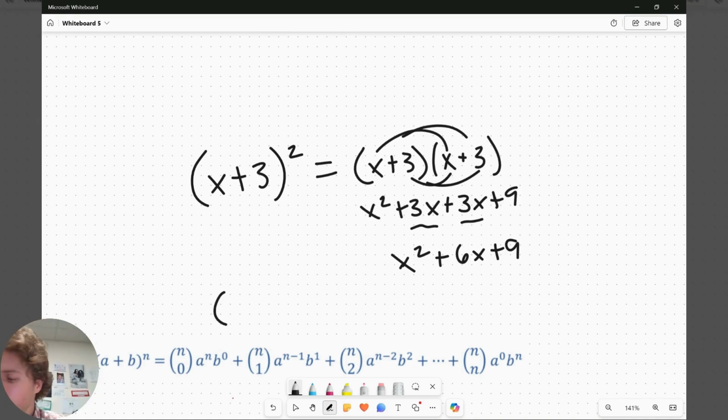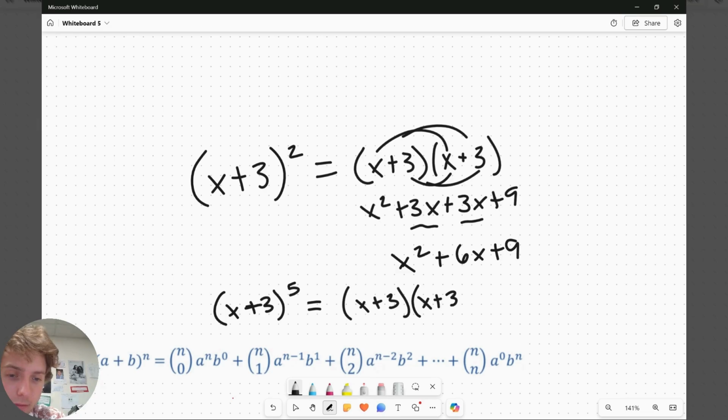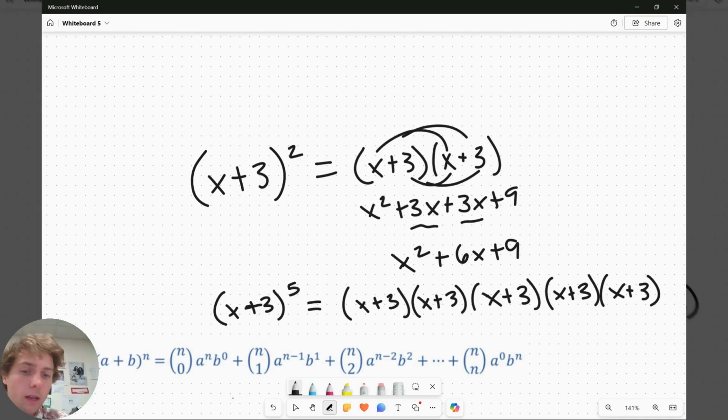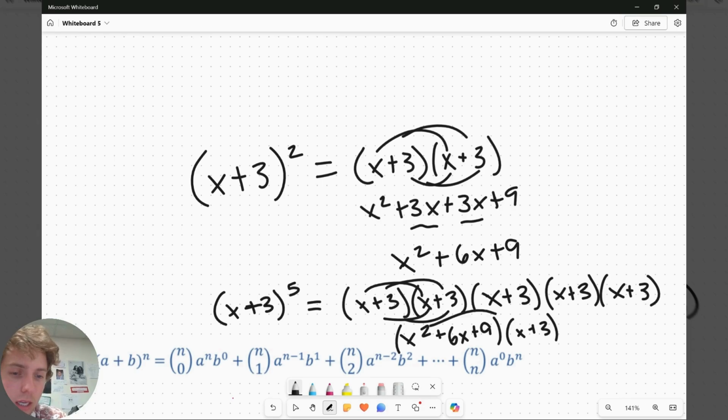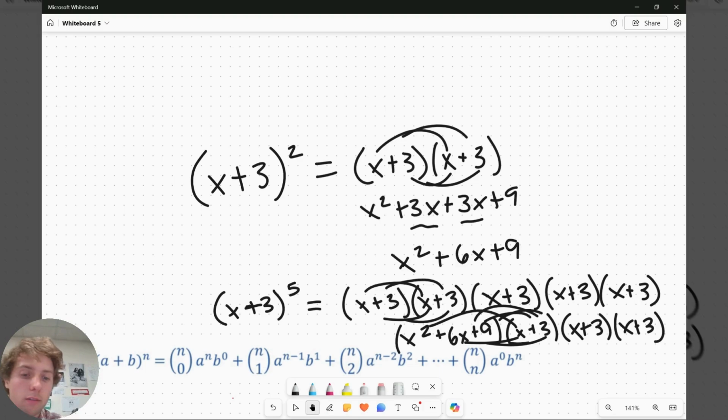Okay, but what if I had something more challenging? What if I had something now that was like x plus 3 raised to the 5th power? Well, then you'd have to have x plus 3 written 5 times, where this expression just gets longer and longer, and you're multiplying a lot more different terms together. You'd multiply these first two, and once you have that, then you would have to multiply that with the next x plus 3, and distribute, right? And that just looks exhausting. That looks like a lot of work.